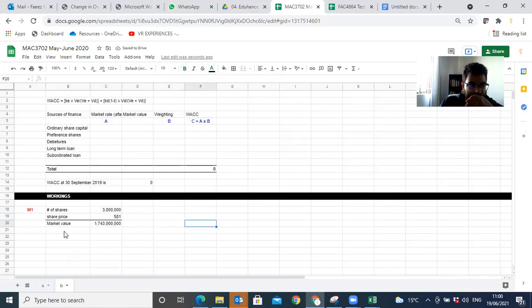Okay, so here we have market value. So ordinary shares, market value, it's going to be that amount. I'm going to tell them they can find it in working one.